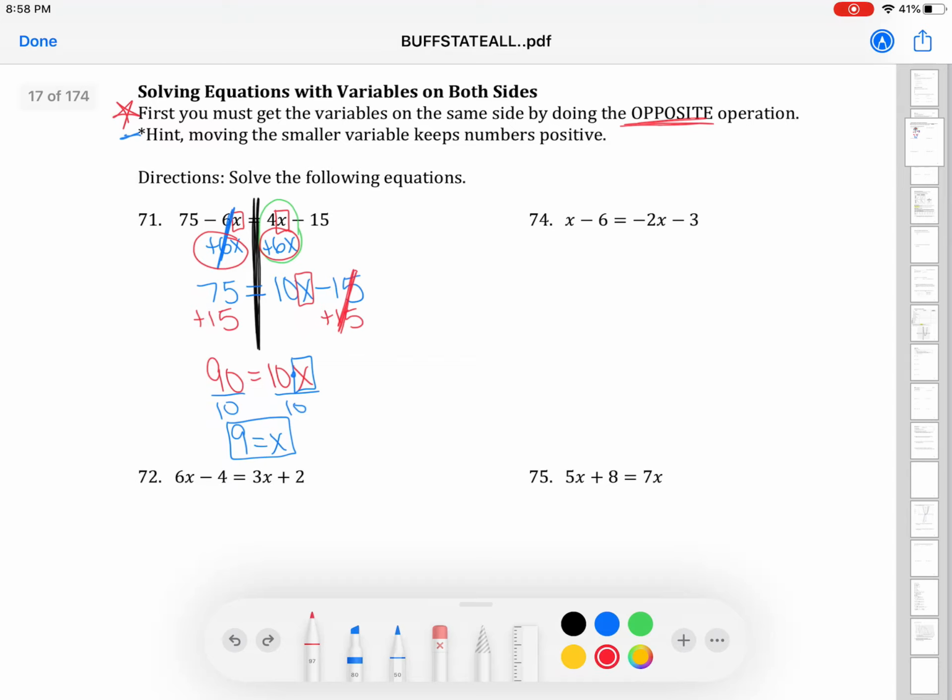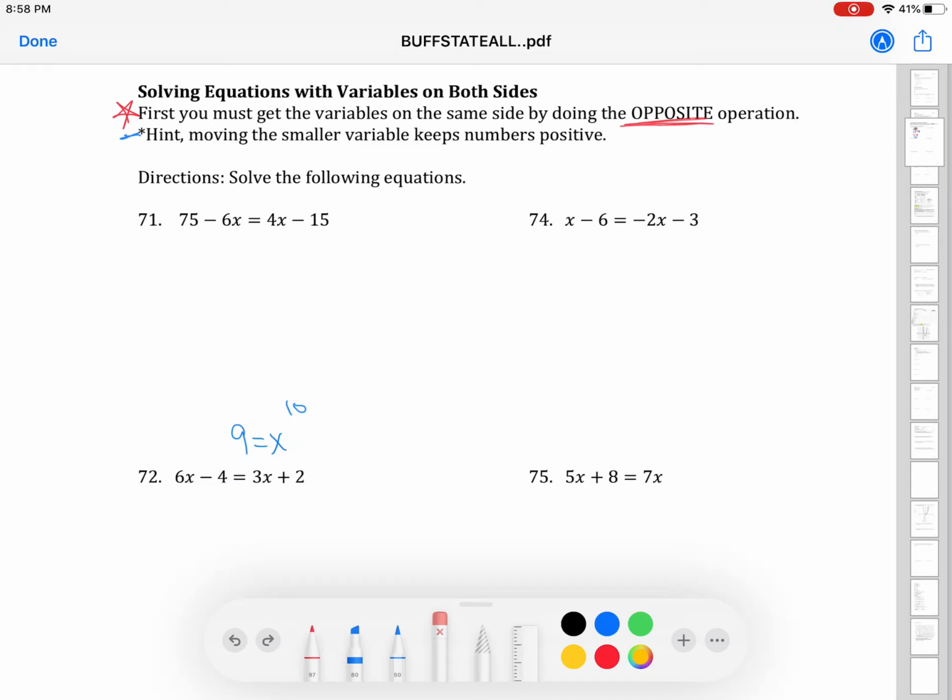Okay, so that's my hint to you. To move the smaller variable over, notice by moving that plus 6 to the other side, I ended up with a positive 10 here. If you don't like negatives, that might be a nice shortcut for you. What I'm going to do is get rid of all of this and show you another shortcut. Not really a shortcut, but a hint, I guess, if you prefer something else.